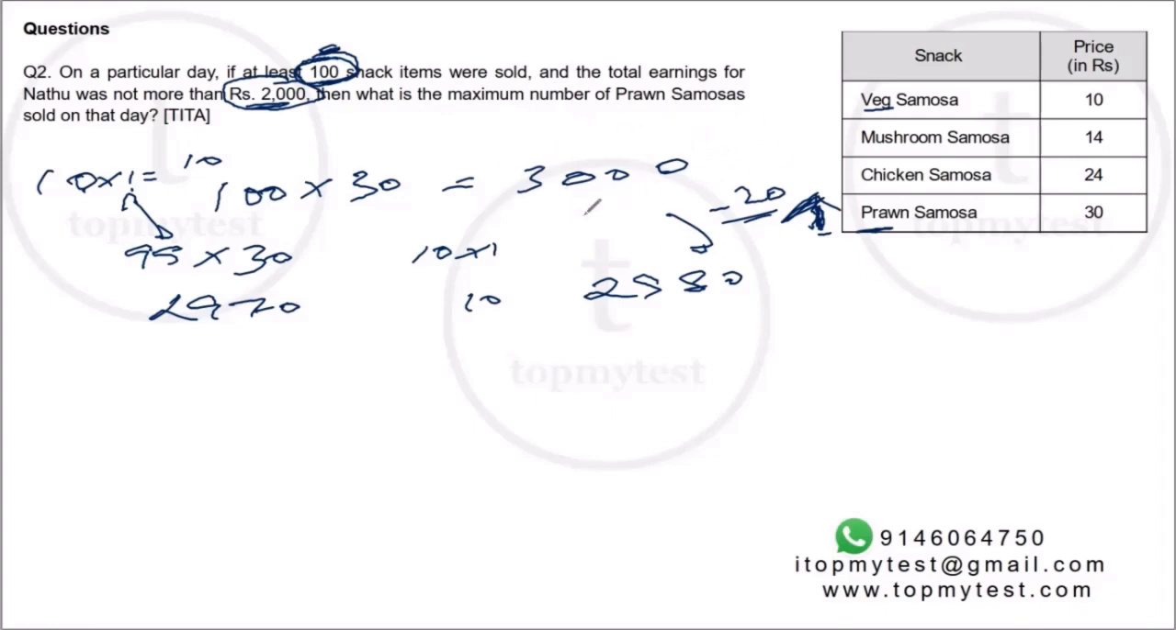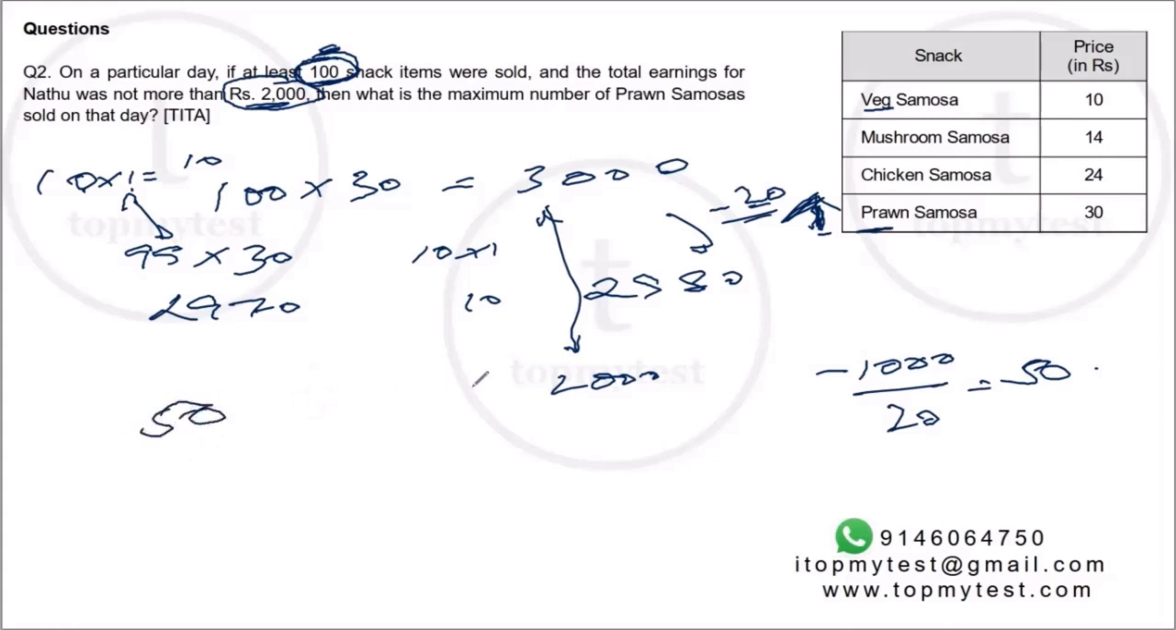Now, how much do I need to drop? I need to go from 3000 to 2000 rupees, which means a drop of 1000 rupees. For every exchange, I lose 20 rupees. So I need to do 50 exchanges. So 50 prawn samosas and 50 veg samosas.